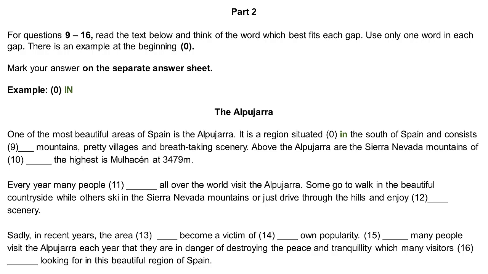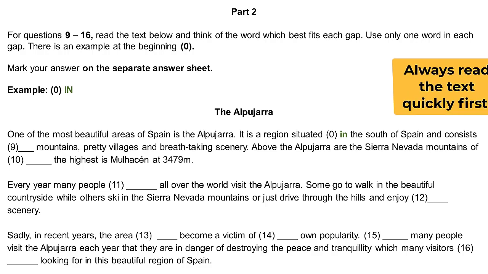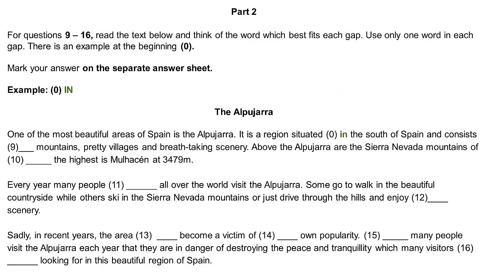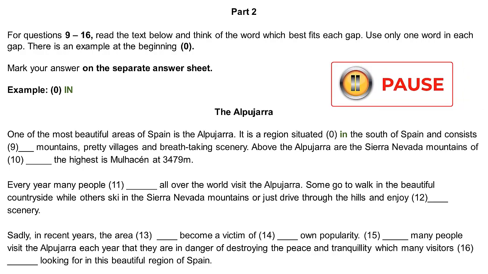Now, what's the first thing you do? Read it quickly first. You need to know the context of the text before you start choosing words. And yeah, sometimes the text can be a bit boring. Try to get interested in the text. It will help you to do the exercise. I want you to pause the video and read the text, and don't worry about the gaps in the text. Just ignore them. Don't think about them yet. Okay? So pause the video and read.